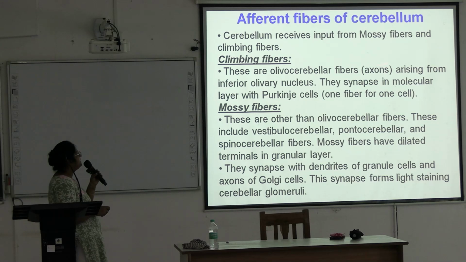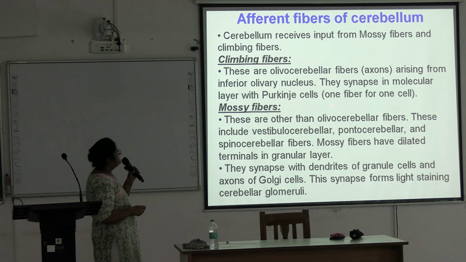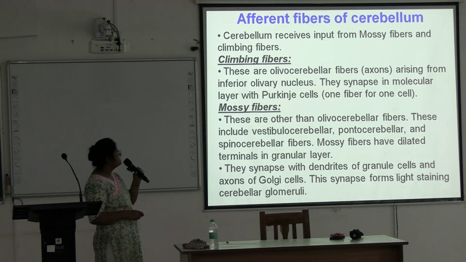These are axons arising from the inferior olivary nucleus, and they synapse in the molecular layer with the Purkinje cells, one fiber for one cell.